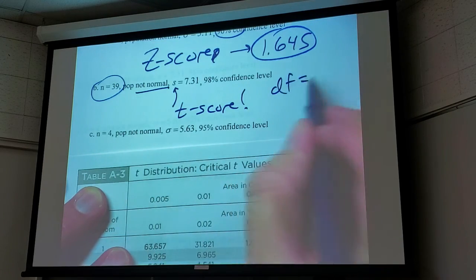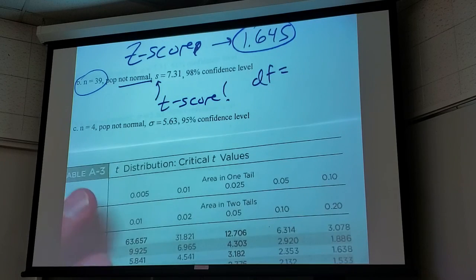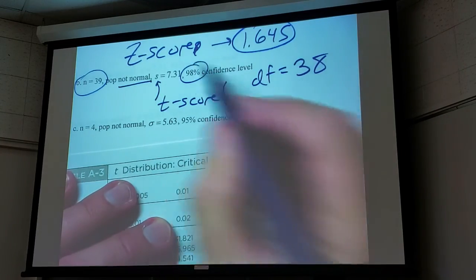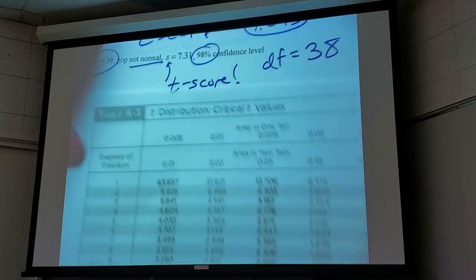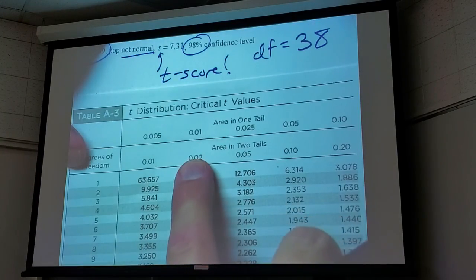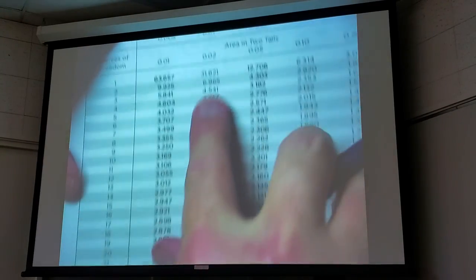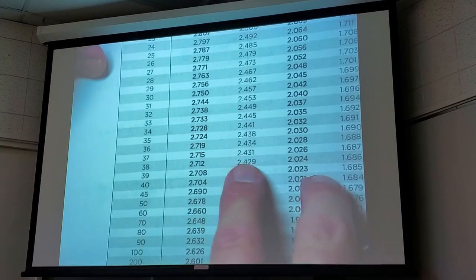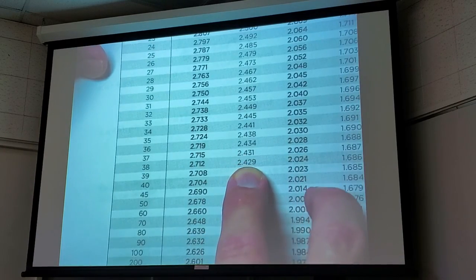So now I have to know degrees of freedom, because I have to stop somewhere. What's my degrees of freedom? 38. Which column am I going to use for 98%? The second. And then I stop at 38, 30, 2.429.